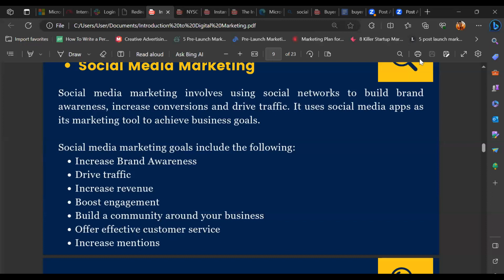It can also help to increase your revenue. Of course, it increases revenue. It boosts engagement. Okay.